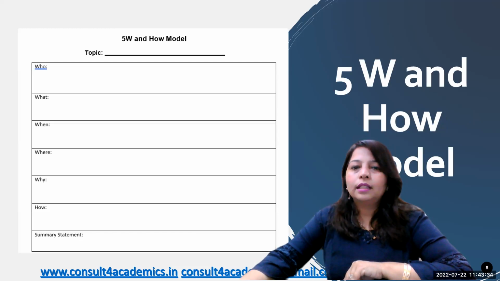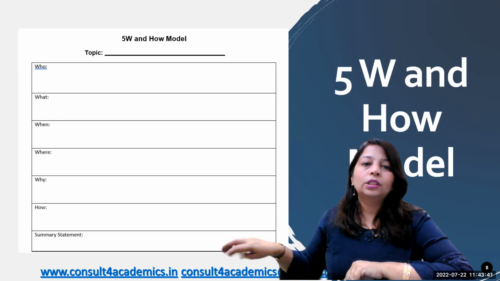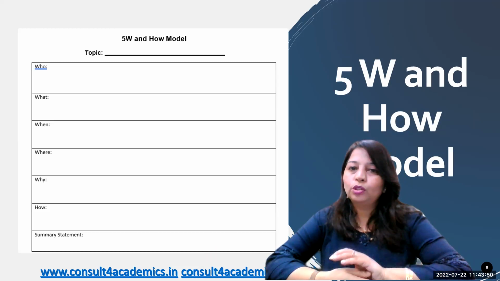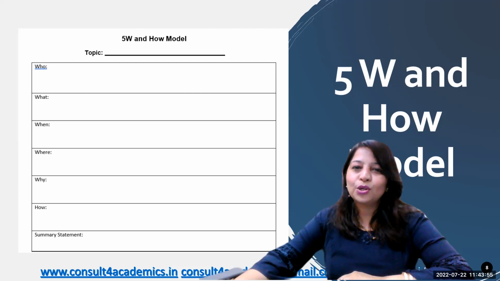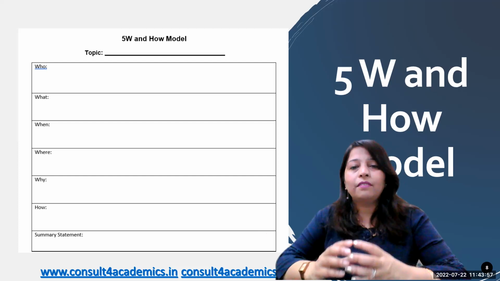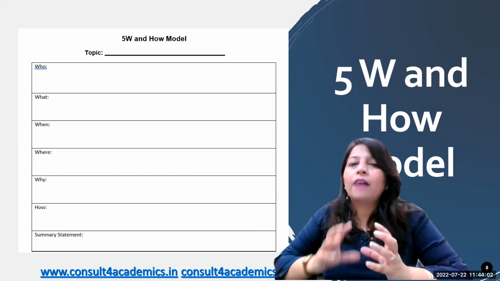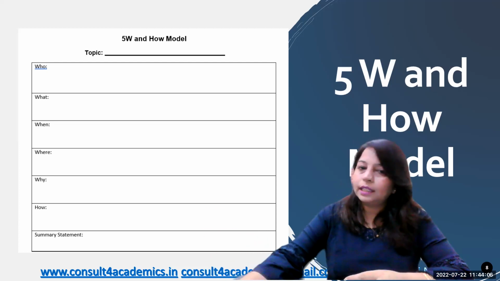5W and H model, this I have already discussed in my previous videos too. In that case, you may ask your students to write about 5 Ws, 1 H, and the summary statement as well. Who, what, when, where, why, how, of a particular topic or a chapter that you have discussed, and they'll be giving the summary statement too. So it gives students a base on which they have to think and write about a particular topic or a particular concept.